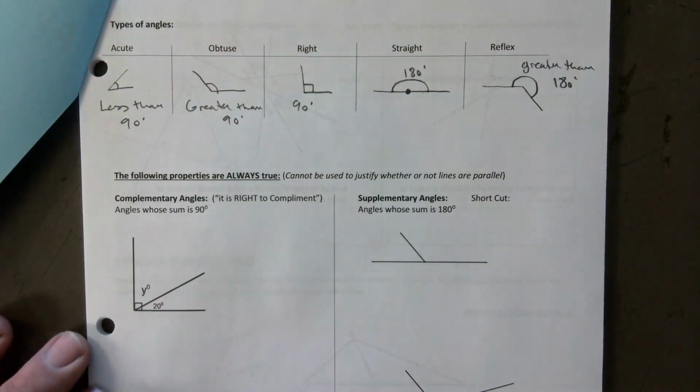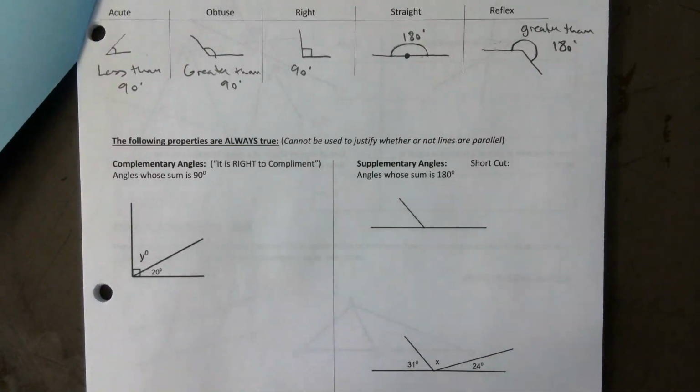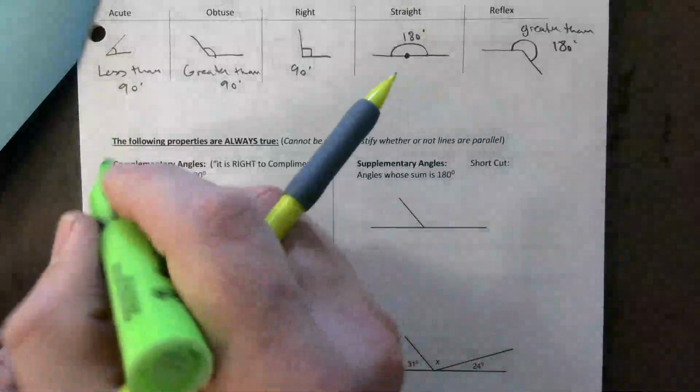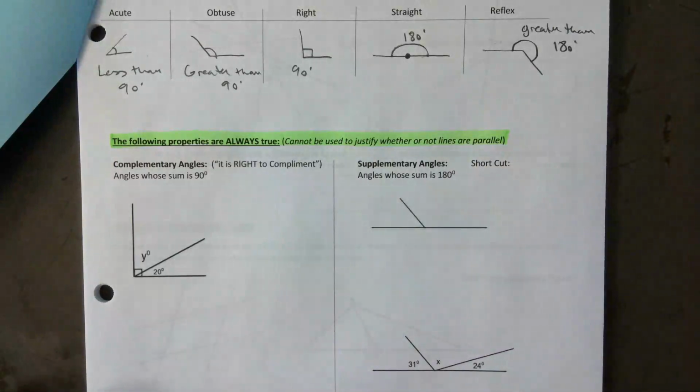Okay. And the following properties are always true. I'm going to highlight this. These are going to be very important. You're going to use them a lot when you're asked to justify.